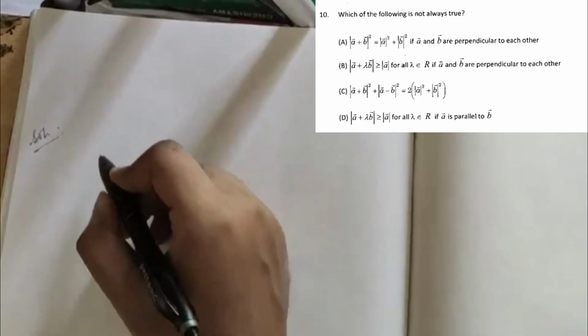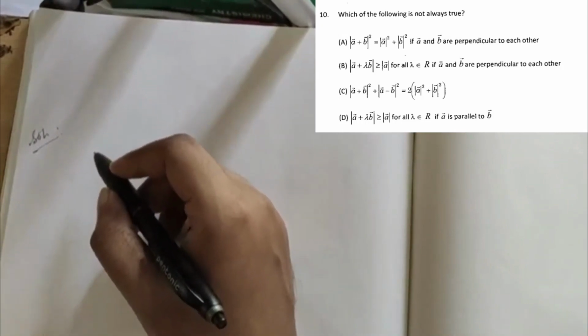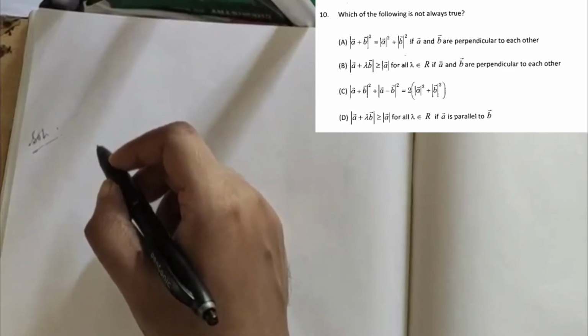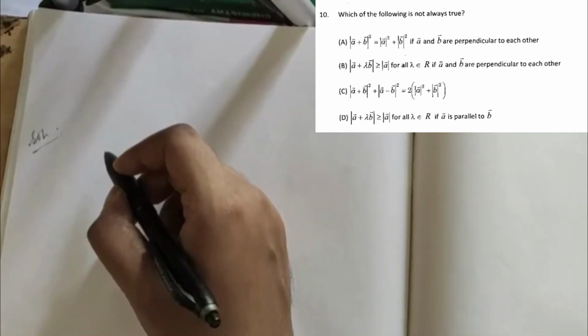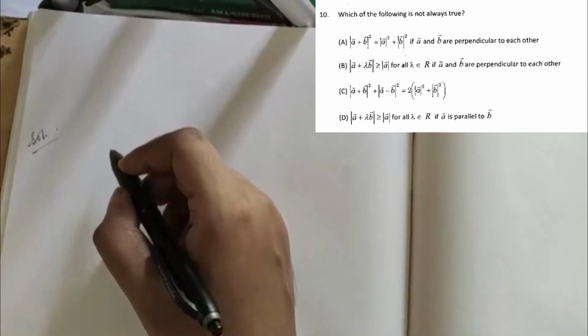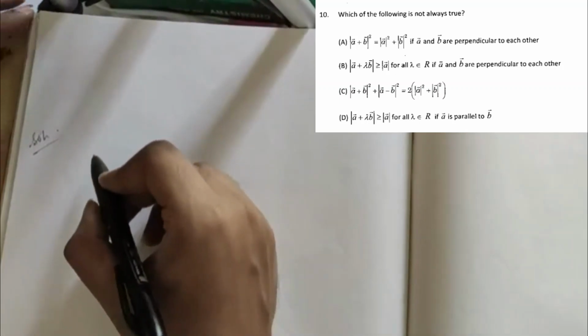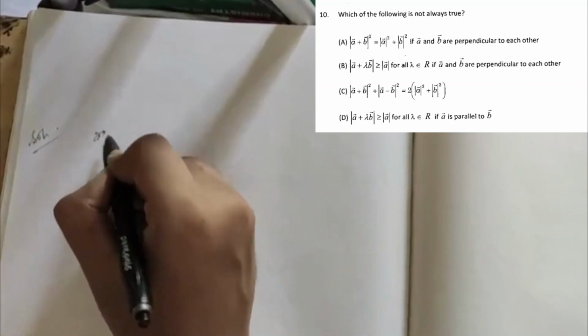The next question is from Vector 3D. In this question, which of the following is not always true? Keep in mind that they are asking which is not true. Don't make silly mistakes by checking only the first option, finding it correct and ticking that. They have asked which one is not true. This is actually coming from the properties. If two vectors a and b are perpendicular, then a dot b will be equal to 0. Everybody knows that.